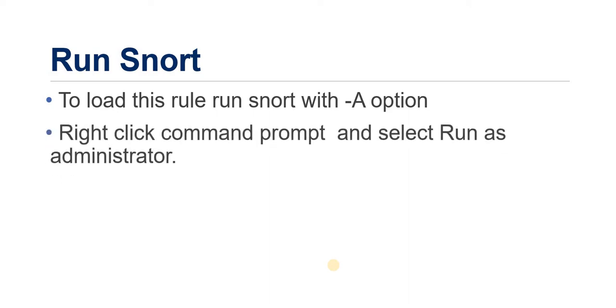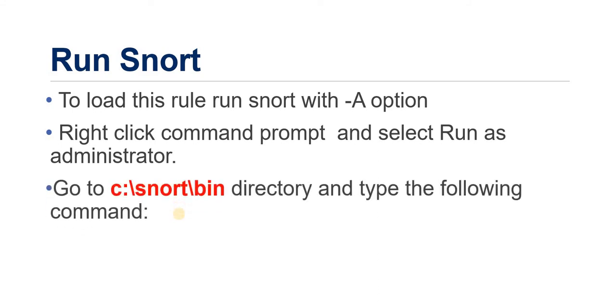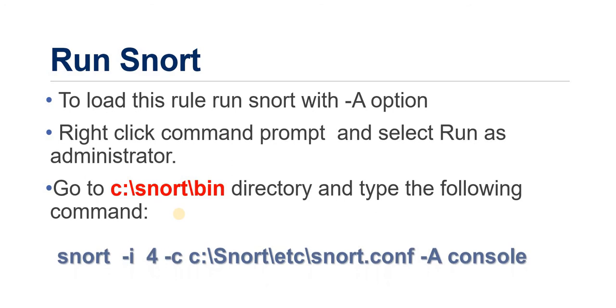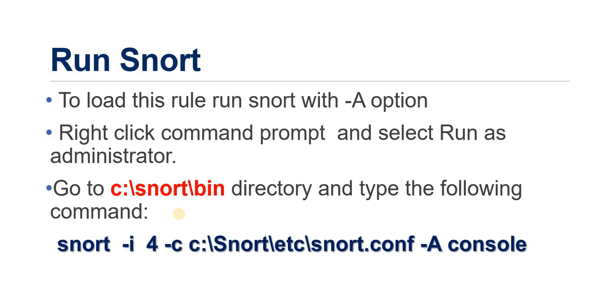So right click the command prompt and select Run as administrator. First you have to open the command prompt as an admin, then go to your bin directory and type the command snort -i. 4 is my interface on which I want to monitor the traffic, then -c and give the Snort configuration file path, then -A and console. So Snort is doing the analysis and displaying the result on the console or the terminal. So this is the step to run Snort.